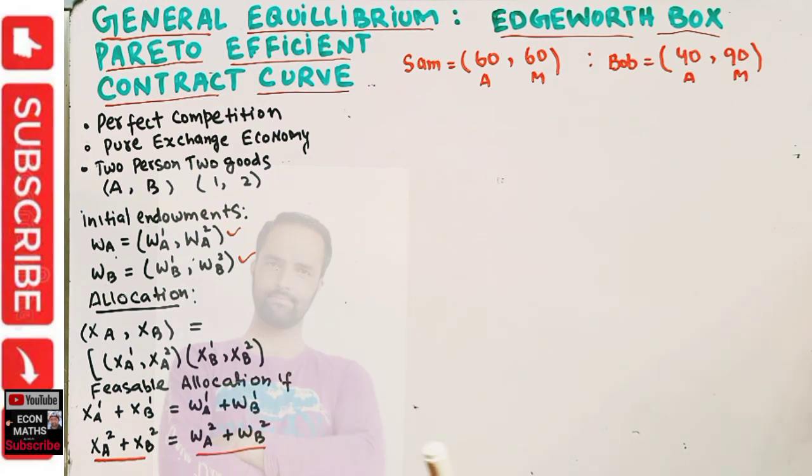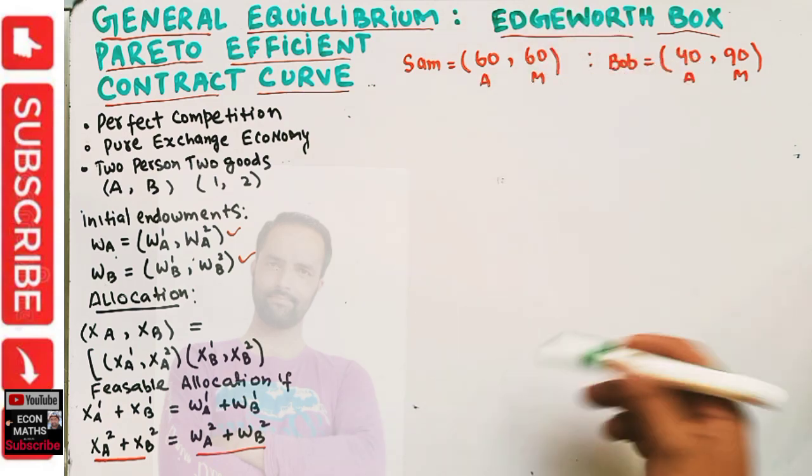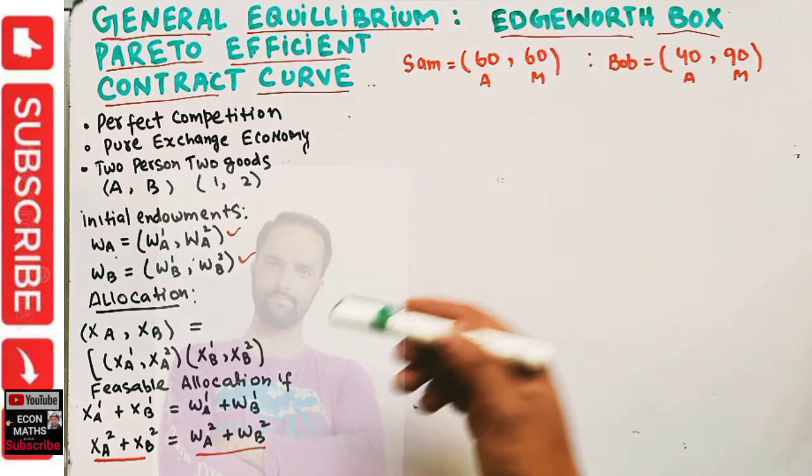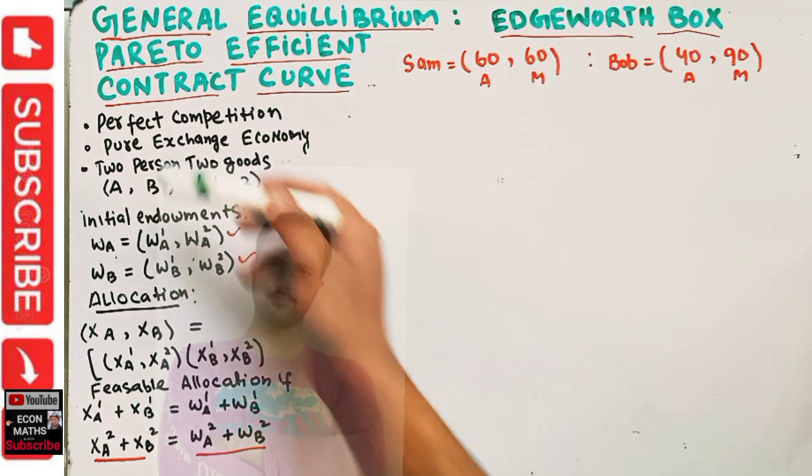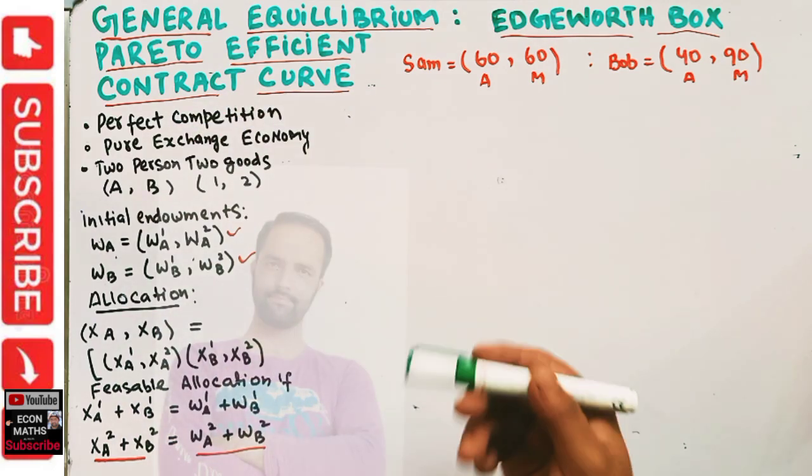So I will not be able to explain all of that here. I will just try to show how to construct the Edgeworth box and what is meant by Pareto efficiency. This stuff I have explained in the earlier two videos.